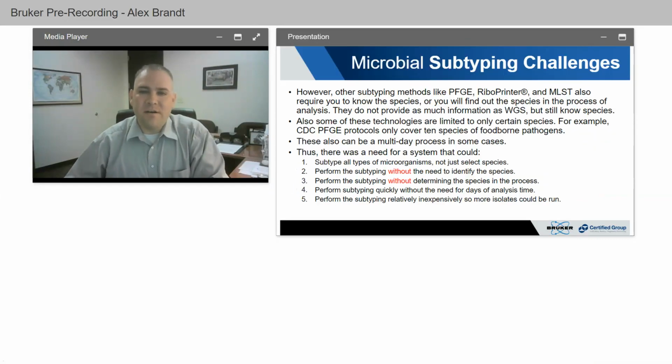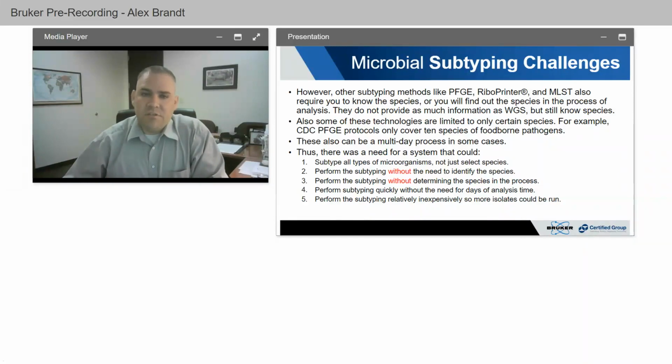Other subtyping methods that are available that are not whole genome sequencing, such as PFGE, Riboprinter, and MLST, however, also require you to know the species, or even by conducting them, you will find out the species in the process of analysis. They don't provide as much information as whole genome sequencing, but you still get that species information, which is problematic in some cases.